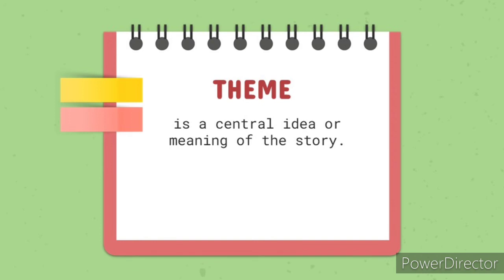Theme is a central idea or the meaning of the story. A theme is not the plot of the story. It is the underlying truth that is being conveyed in the story, directly or indirectly. Themes can be universal, meaning they are understood by readers no matter what culture or country the readers are in. Common themes include coming of age, circle of life, greed, good versus evil, beating the odds, and etc.